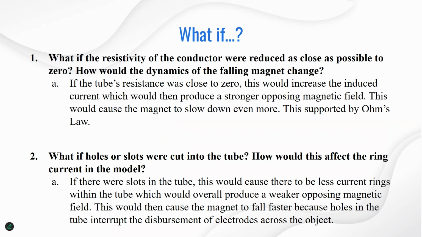Now, what if holes or slots were cut in the tube? How would this affect the ring current in the model? If there were slots in the tube, this would cause there to be less current rings within the tube, which would overall produce a weaker opposing magnetic field. This would cause the magnet to fall through faster, and gravity would just be stronger than F mag. And this is because there would be an issue with the dispersion of electrons across the object, because this would cause the magnet to fall faster, as the holes in the tube would interrupt this dispersion of electrons.